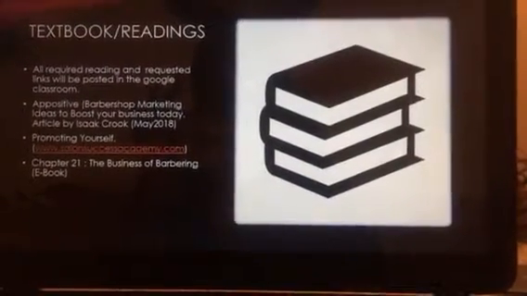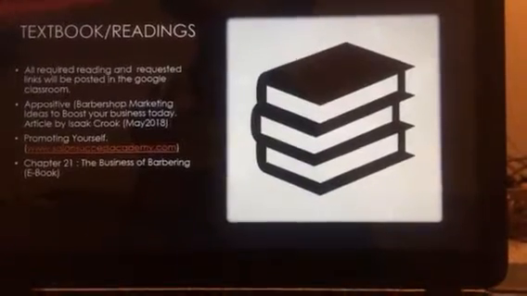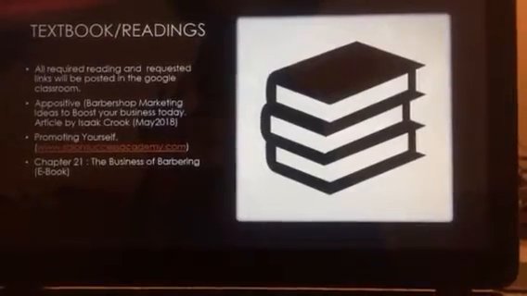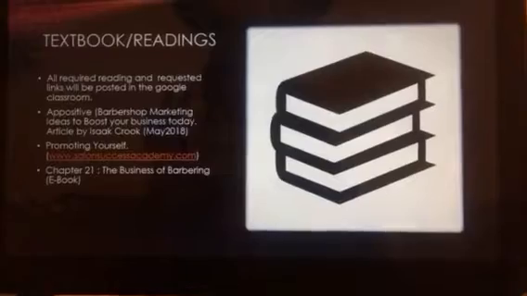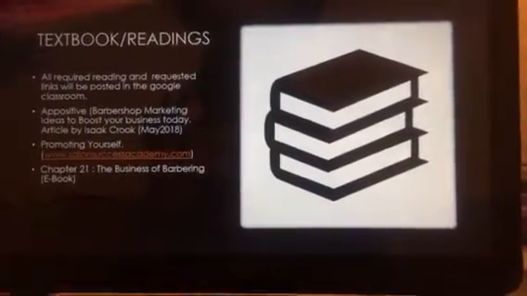So if it was chemical services, you would do the same. All textbooks, readings, and required or requested links posted in your LMS. Also, the websites or links or articles that you will be using for that course will go here.